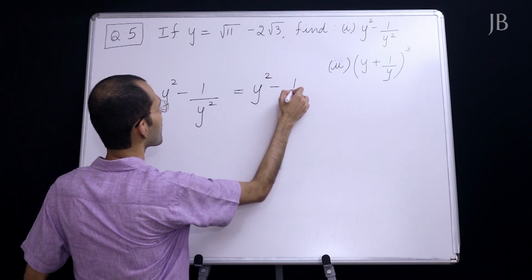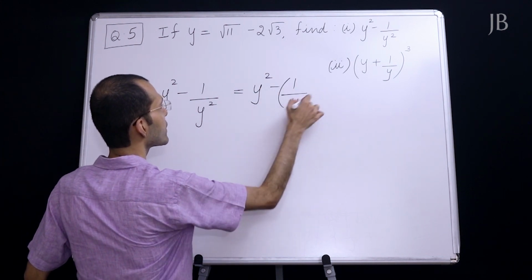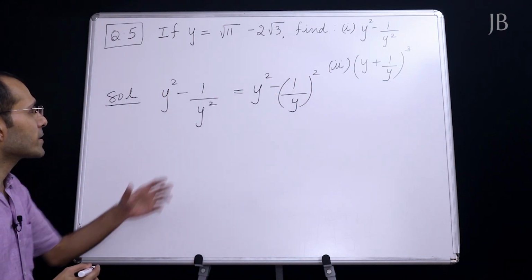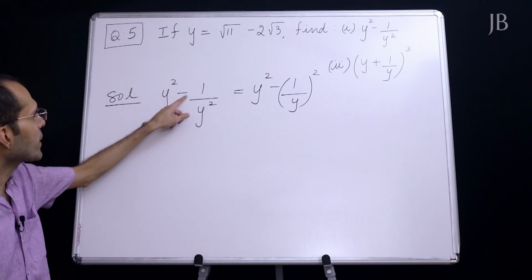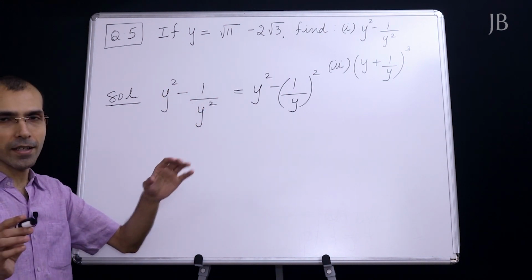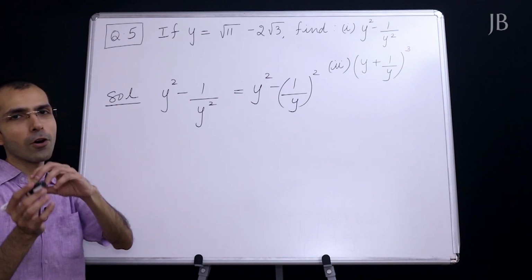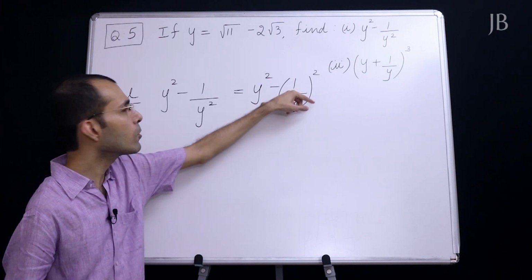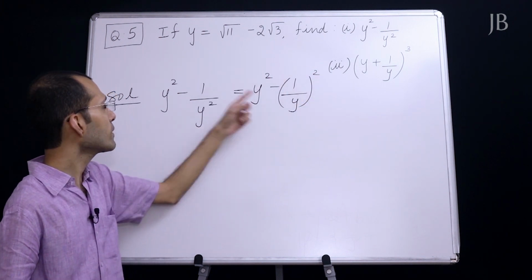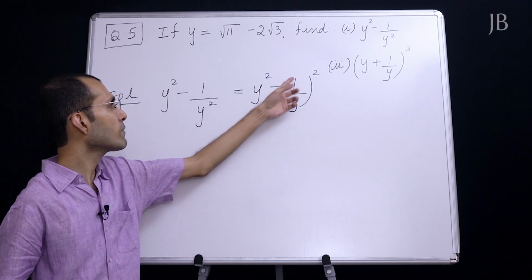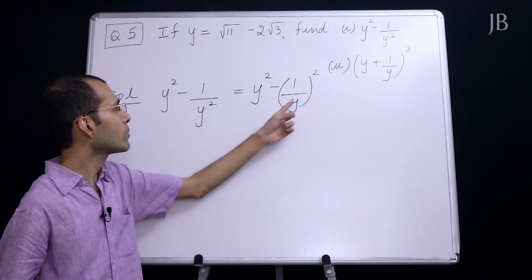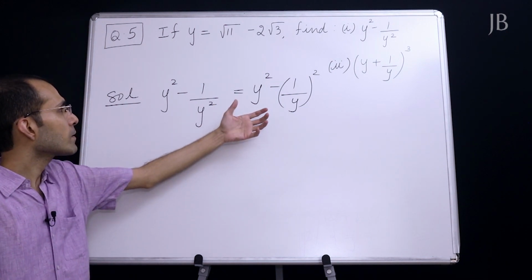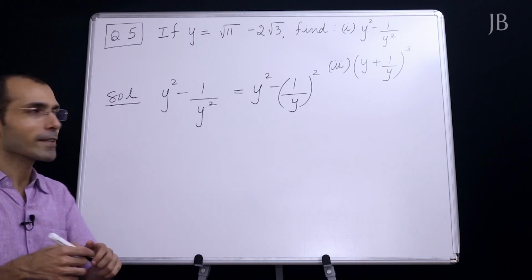This will be y square minus, like this we write it. This would be better. See, we have not changed any value. We have to find the value of y square minus 1 upon y square. We just write it in a little different form. This will be y square minus 1 upon y the whole square. So 1 square is 1 and y square is y square. So 1 upon y the whole square is the same as 1 upon y square. But by doing this, simplification will become a lot easier.